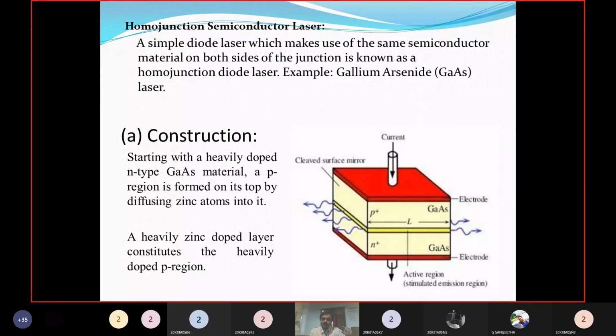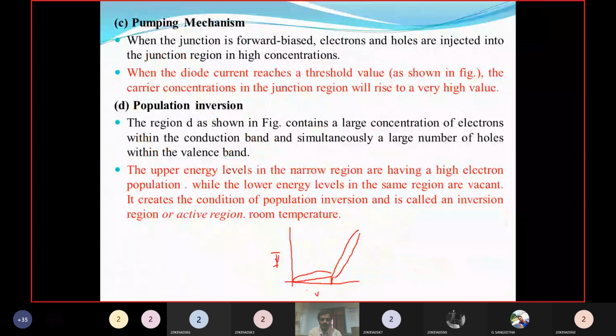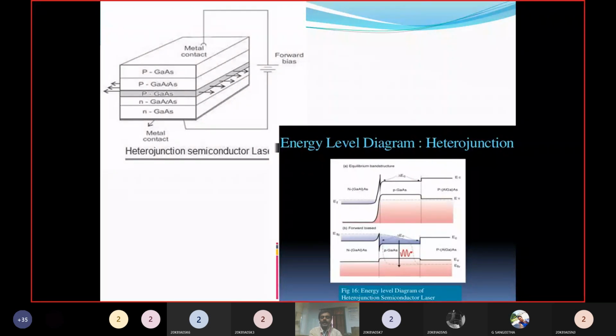So, to reduce the losses of laser, we take a heterojunction semiconductor laser. In the homojunction semiconductor laser, the refractive index of the material is the same, so without any restriction the light will enter the entire material. If the light enters the entire material, there is a chance that much of the light is lost. To reduce this, we introduce the heterojunction laser. Everything else, the working principle, is the same.